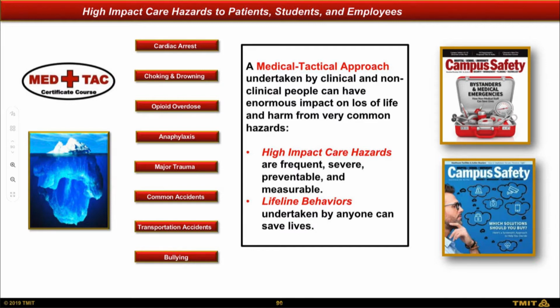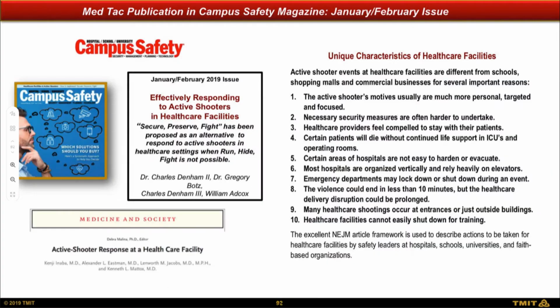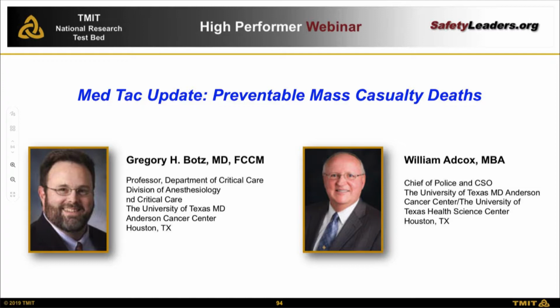First on bystander care, what to do within the first 10 minutes before first responders arrive. The second was a commentary that we did on the report by the New England Journal of Medicine regarding healthcare issues, and the third will be coming out shortly, and it's applying the concept of rapid response teams to battle failure to rescue. And this will be coming out in the next few months in Campus Safety Magazine that goes to security leaders of hospitals, universities, and faith-based organizations. And Dr. Botz, myself, and Chief Adcox are all core authors of these articles. We also have 2 more in the pipeline, one on anaphylaxis and another on dealing with surge events.